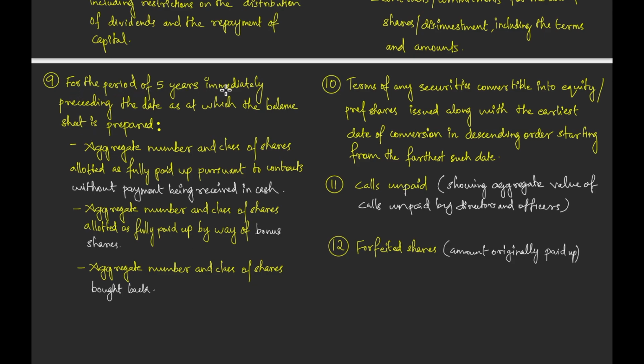Then for the period of 5 years immediately preceding the date as at which the balance sheet is prepared, aggregate number and class of shares allotted as fully paid up pursuant to contracts without payment being received in cash, aggregate number and class of shares allotted as fully paid up by way of bonus shares, then aggregate number and class of shares bought back, then terms of any securities convertible into equity or preference shares issued along with the earliest date of conversion in descending order starting from the farthest such date. Then calls unpaid, showing aggregate value of calls unpaid by directors or officers. And the last one is forfeited shares, amount originally paid up.